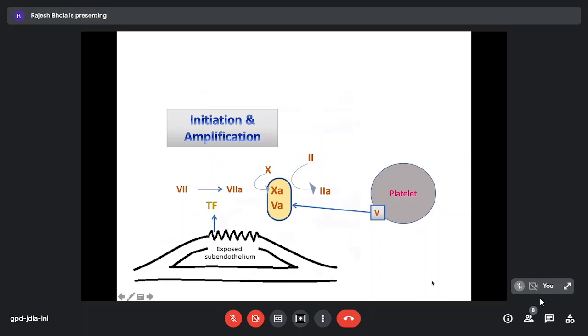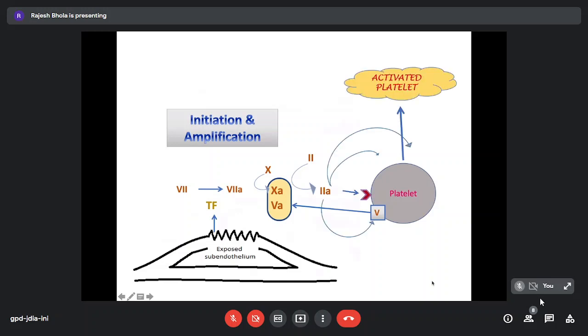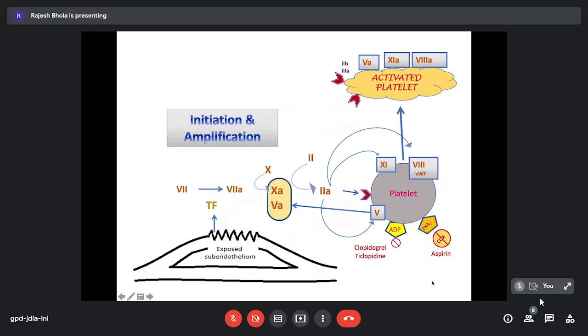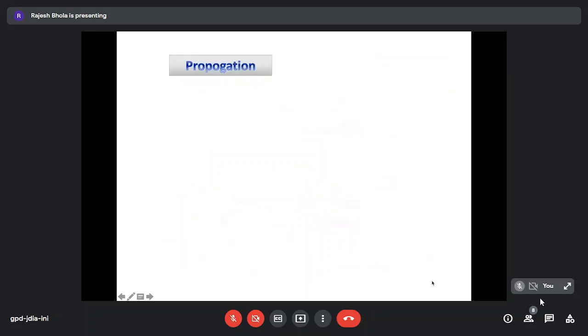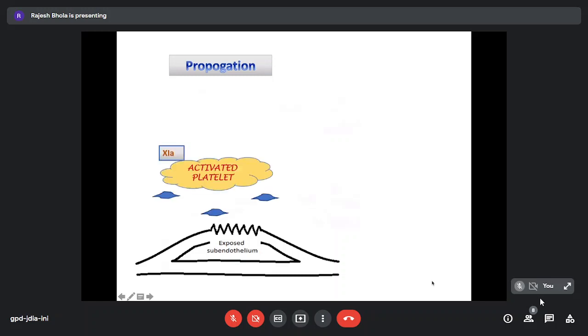the prothrombin into thrombin. And now this thrombin will again activate the platelet, causing an activated platelet, which makes a flippase and floppase mechanism, what I have described before, to bring the factor 2B, 3A into the outer surface. And now all other factors are getting gradually activated, and this process leads to the next phase, that is the propagation. So what happens in the propagation?